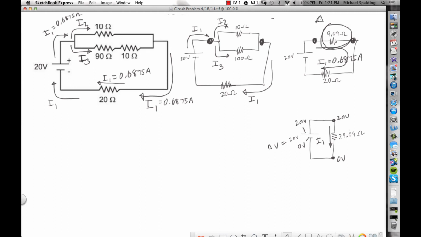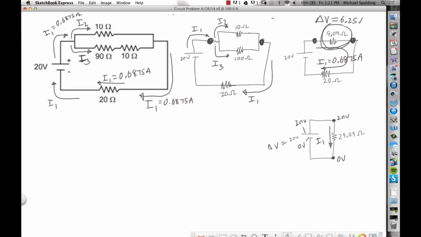Okay, so how do we get the delta V across this 9.09? Delta V equals what? I times R. What's the current in that resistor? 0.6875, right? That's the current through this whole circuit, 0.6875. What's the resistance? 9.09. So you multiply those out and you get 6.25. That's very important. We found the delta V here to be 6.25 volts.